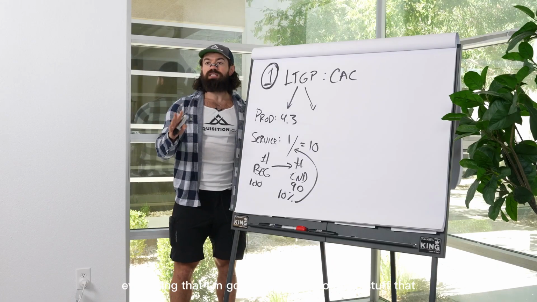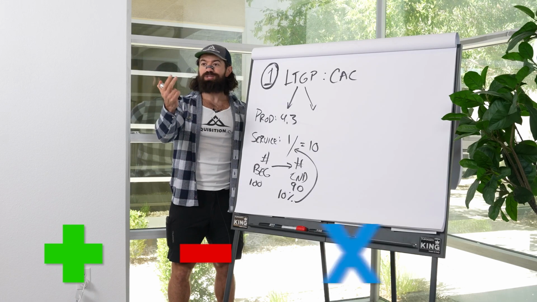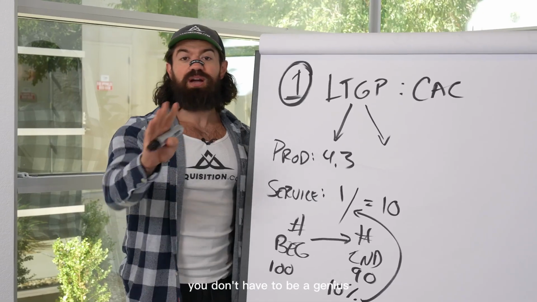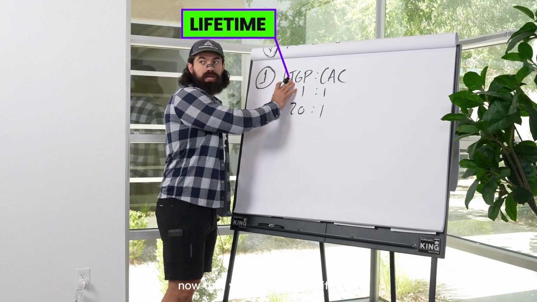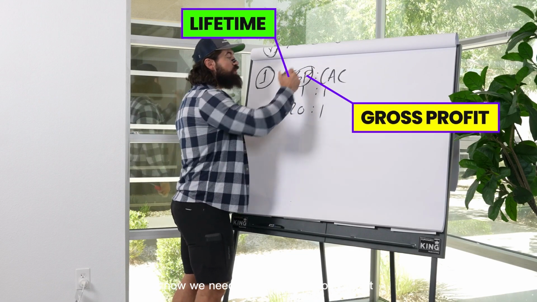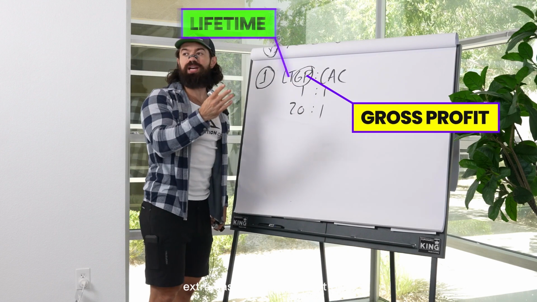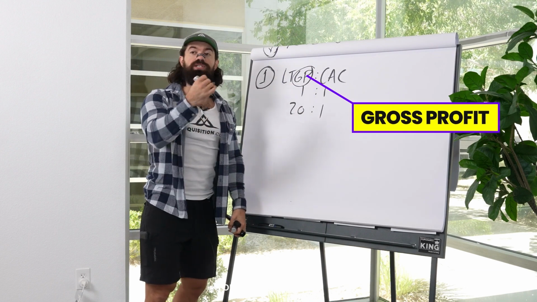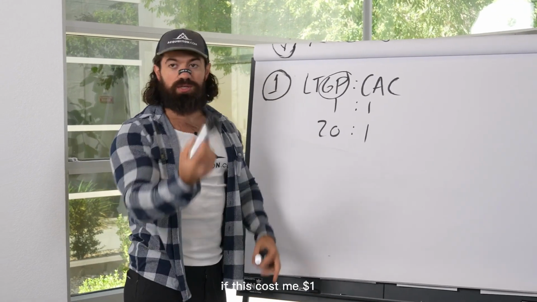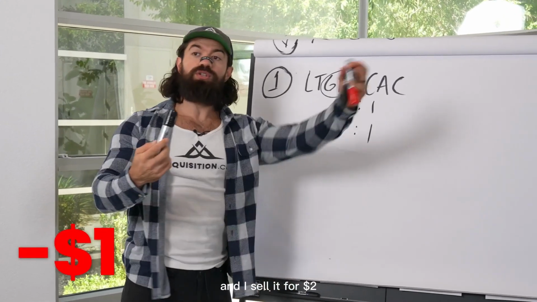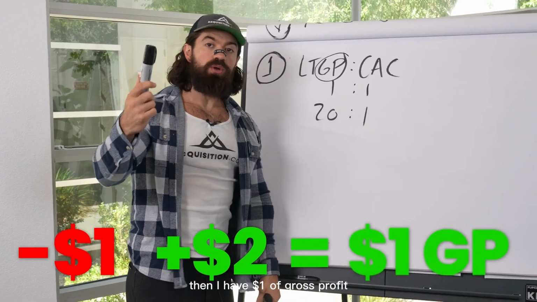Everything that I'm gonna show you today is stuff that you can do: addition, subtraction, multiplication, or division. There's nothing else. You don't have to be a genius to learn how to invest or build a business. So now that we just covered lifetime, now we need to figure out gross profit, which is how much extra cash do we have left over from each customer after we do a transaction. The simplest example I can give you is, if this costs me $1 and I sell it for $2, then I have $1 of gross profit.